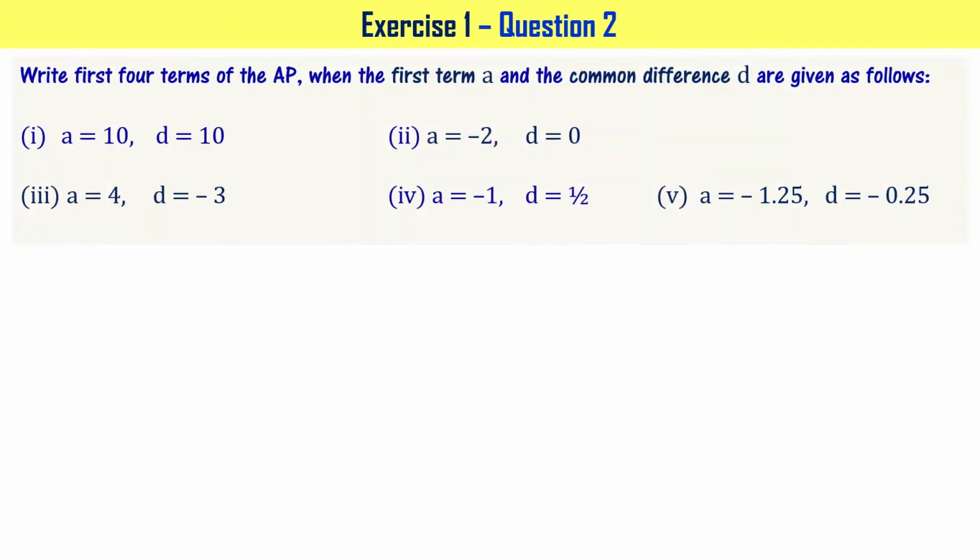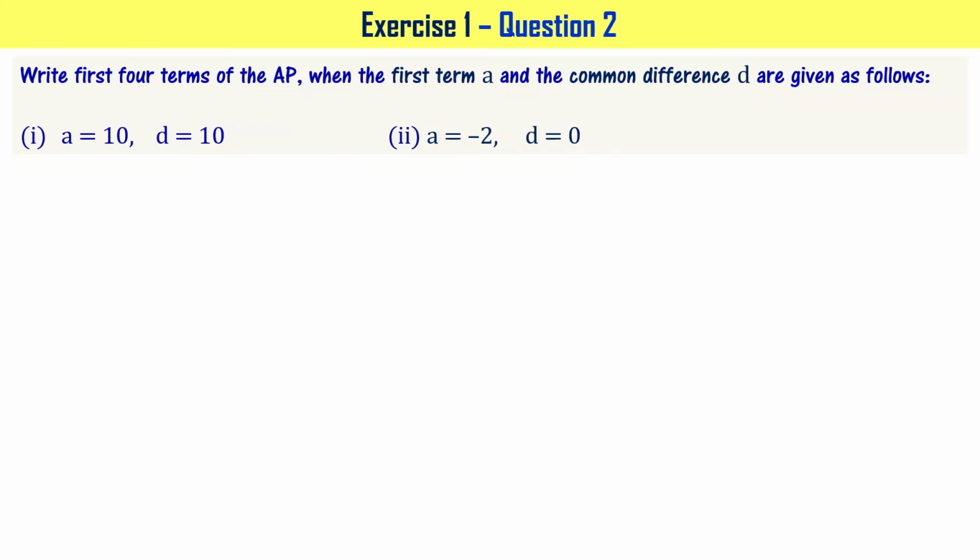Second question is: write the first four terms of an arithmetic progression when the first term A and the common difference D are given as follows. You are given a total of 5 problems. For each, you have to write the first four terms of an arithmetic progression. What is given? A, that is the first term, and D, that is the common difference, right? Let's start with the first problem.